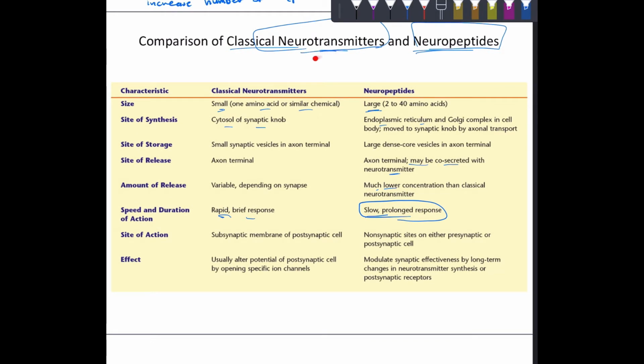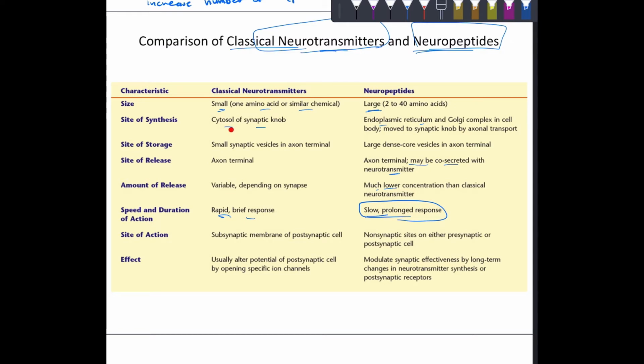نشوف الفرق بين النيوروترانسميترز والنيوروبيبتايدز. مهم جدا ان نعرف الفرق. النيوروترانسميترز are smaller, it's only like one amino acid or two. Neuropeptides could be from 2 to 40 amino acids, it's larger.